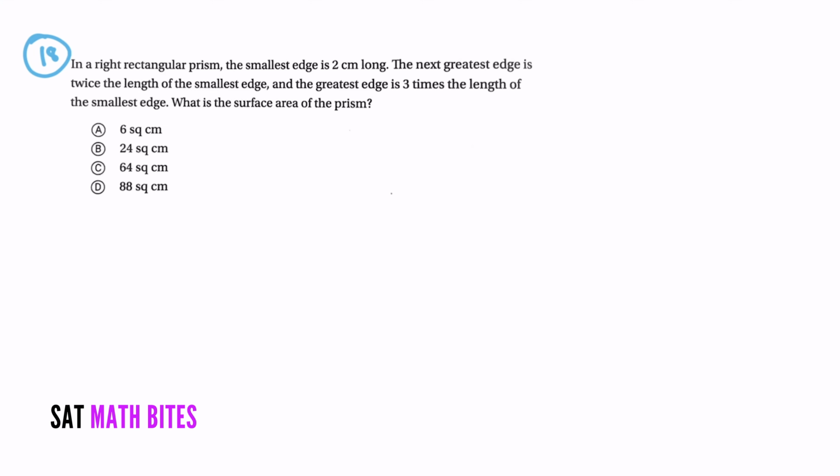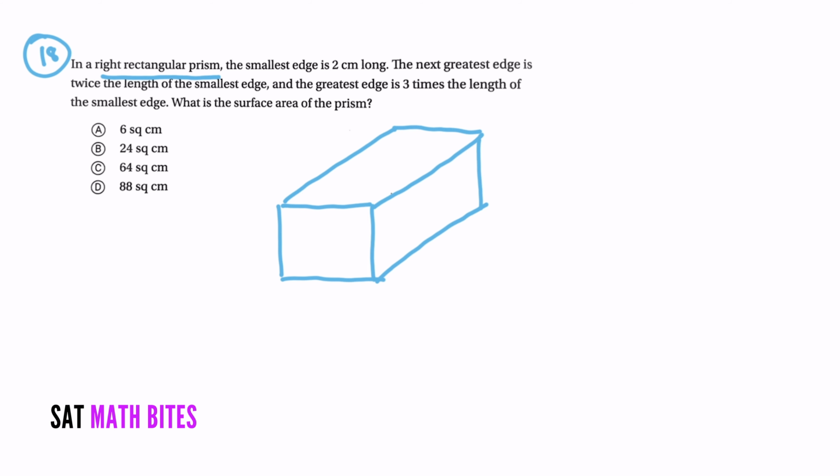In problem number 18, we have a right rectangular prism. So let's just draw a picture of what that might look like. A rectangular prism would just look like that. And what do we know about it? We know that the smallest edge is 2 centimeters long. The next greatest edge is twice the length of the smallest edge, so twice 2 is 4. And then the greatest edge is 3 times the length of the smallest edge, so that would be 2 times 3, which would be 6.